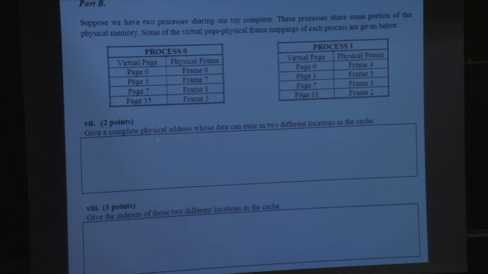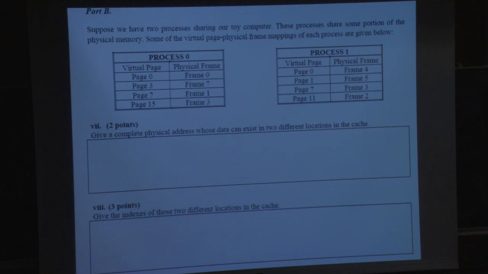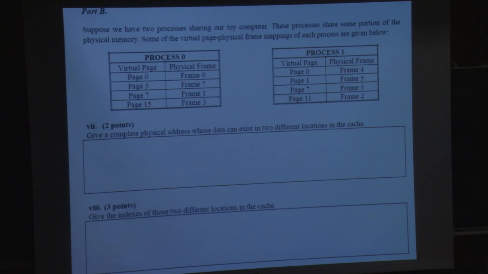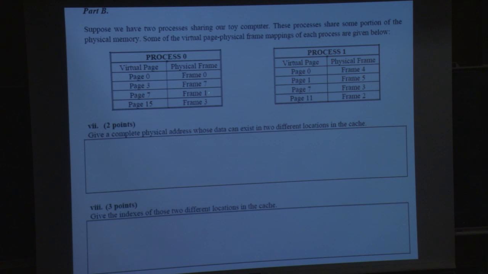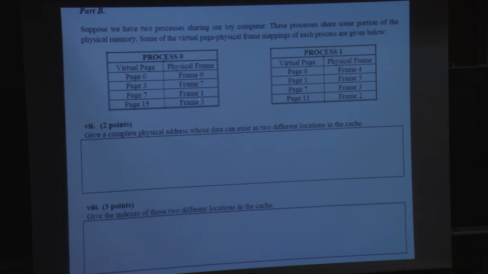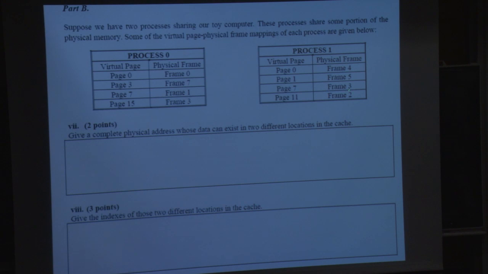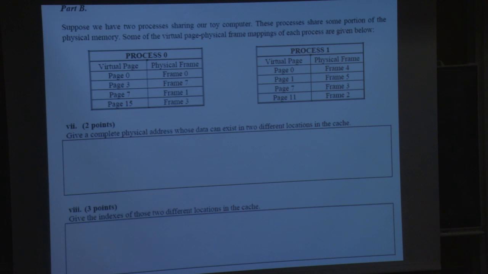The first question is, give a complete physical address whose data can exist in two different locations in the cache. Now this is asking you about the synonym problem, right? You have one physical address that can exist in two different locations. And how do you find that out? Well, basically, these two processes should share the same frame. So if you look at that, the only frame that's shared between these two different processes is frame 3.